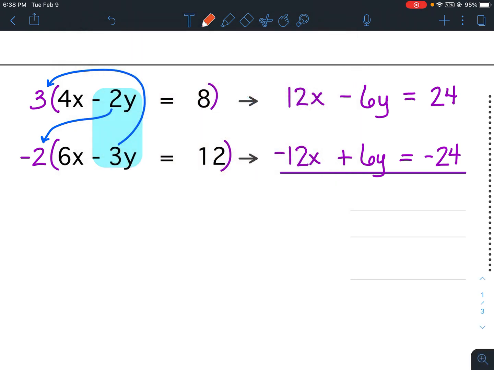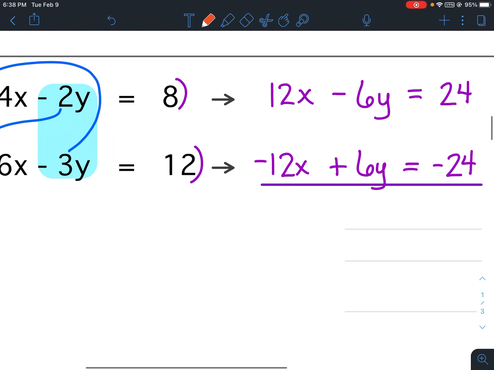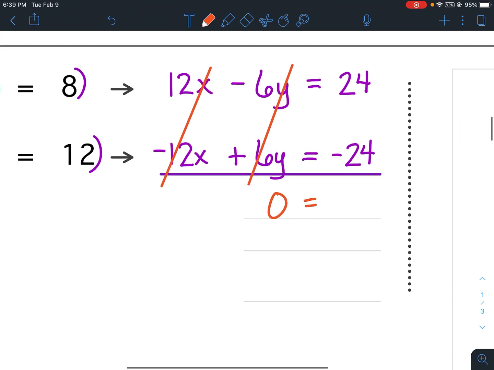So now we want to see what cancels. Well, we know the y's cancel because we purposely multiplied to cancel them. But if you look at your x terms, the x terms are also opposites, so the x terms are going to cancel, leaving nothing but 0 on the left side of the equation. And on the right side of the equation, I have positive 24 and negative 24. So they are also opposites, meaning that this side would also be 0.